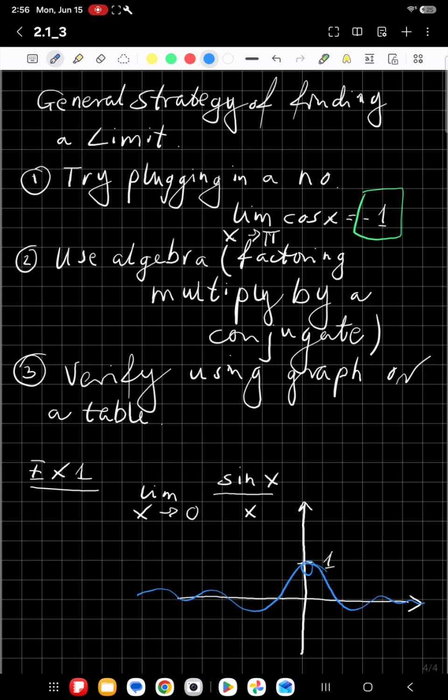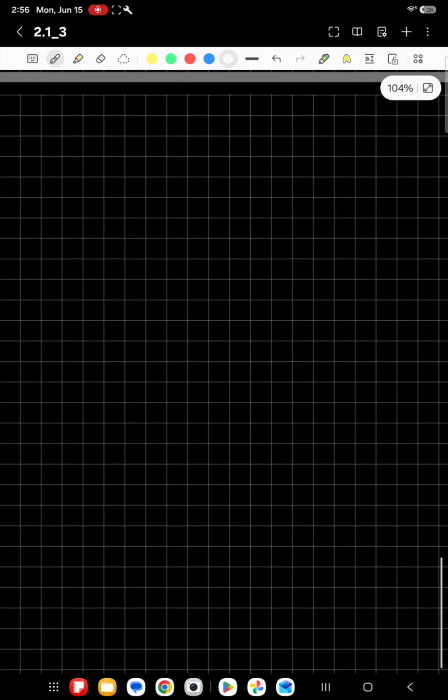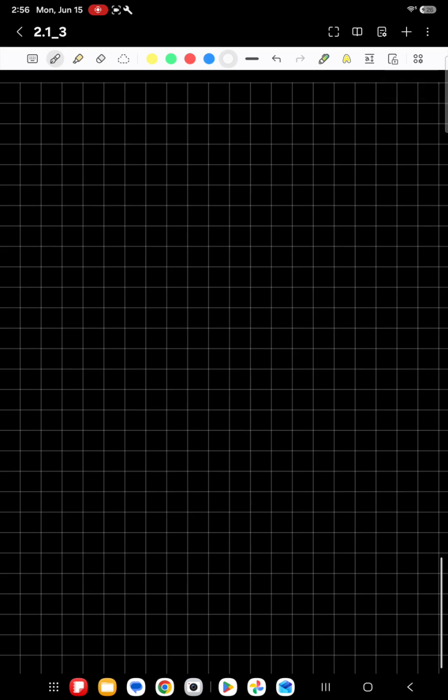It's easy to see what's happening. If I'm approaching 0 from both sides, getting closer and closer to 0, the function gets closer and closer to 1. So that's actually the value of that limit, 1. Okay, so that's one example.